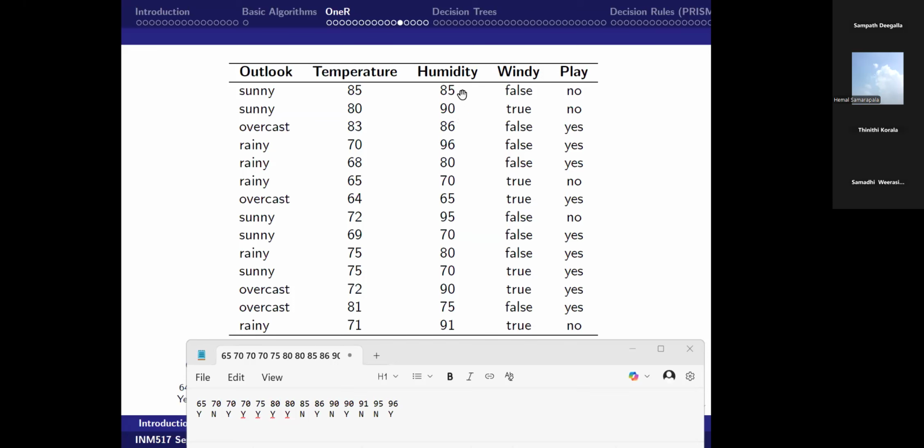Now, this is for humidity. What we have done is we got all the numerical values sorted together with the outcome play. So now we can make breakpoints, right? When you're making a breakpoint, let's first do as previously. We can make a breakpoint whenever the class changes.